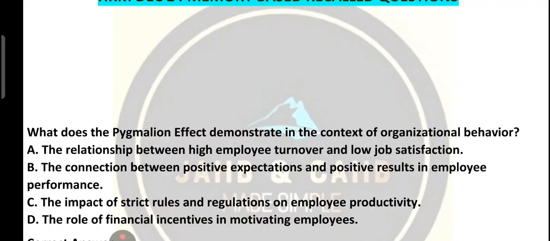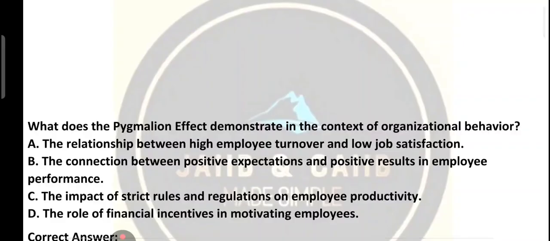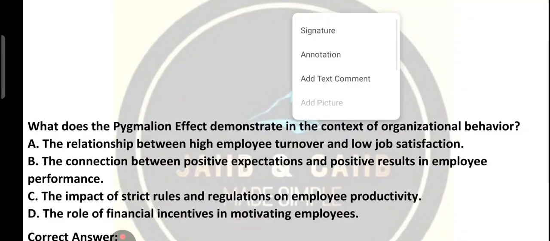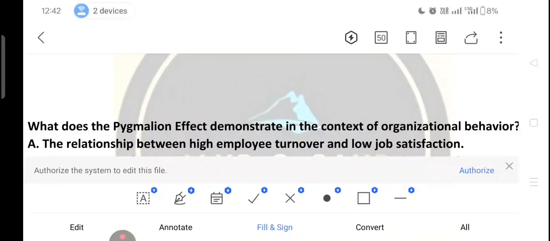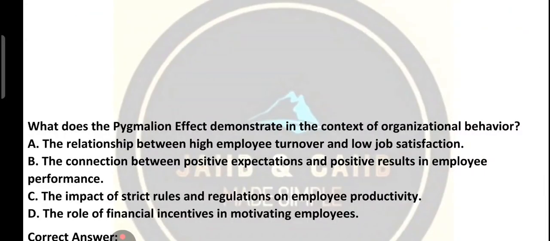Now friends, the question is, what does the Pygmalion effect demonstrate in the context of organizational behavior? Option A, the relationship between high employee turnover and low job satisfaction. Option B, the connection between positive expectation and positive results in employee performance. Option C, the impact of strict rules and regulations on employee productivity. And option D, the role of financial incentives in motivating employees.